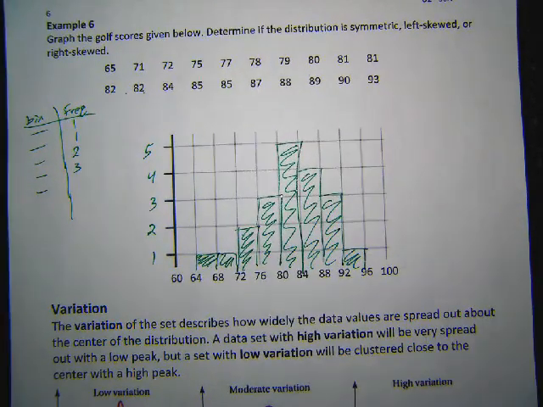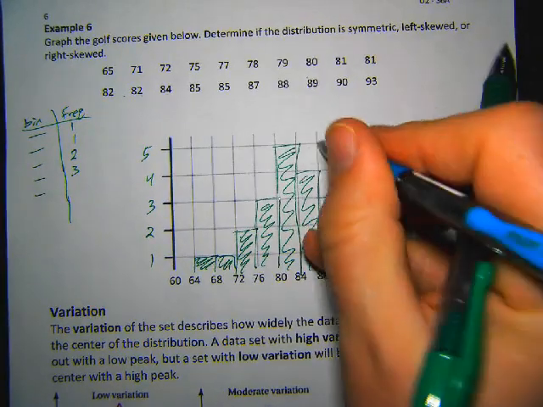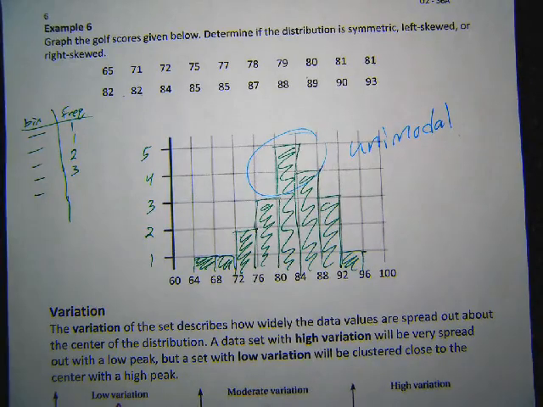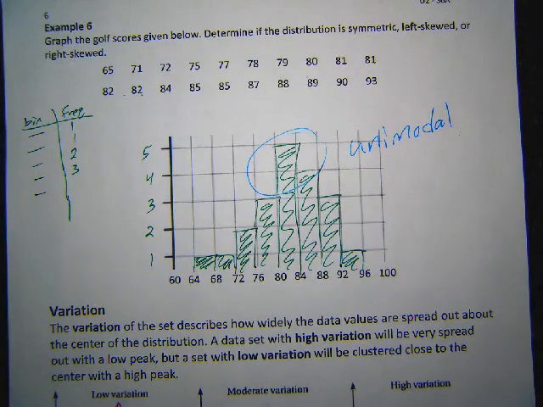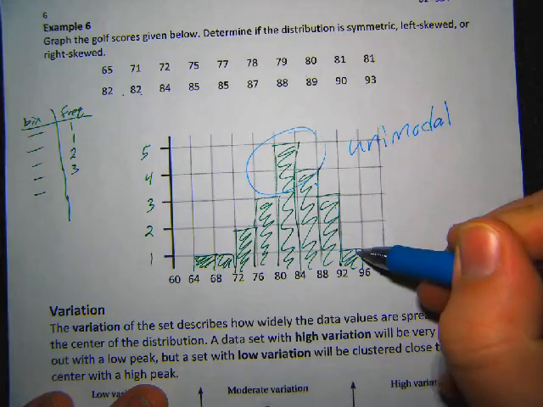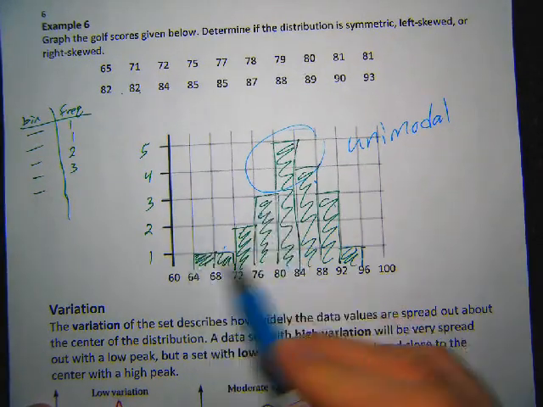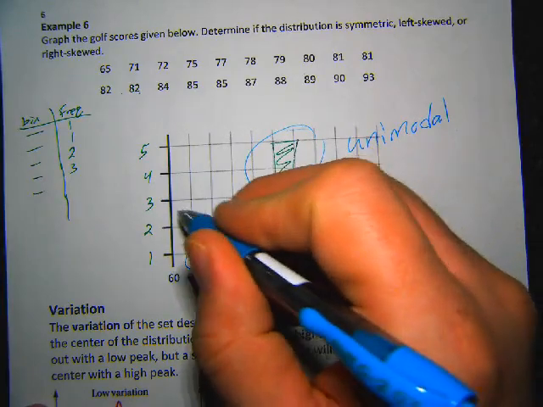You can see here that we do have a pretty clear unimodal distribution. Got one peak at the top. And then you can see on the right side, from this peak it goes 1, 2, 3, it's done. On this side we go 1, 2, 3, 4. We have about 4 rows. It's a bit more spread out. We call this left skewed.